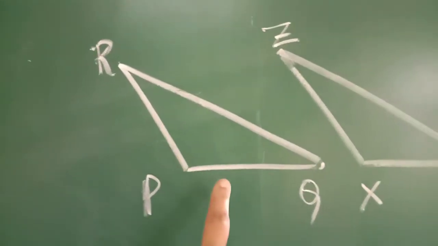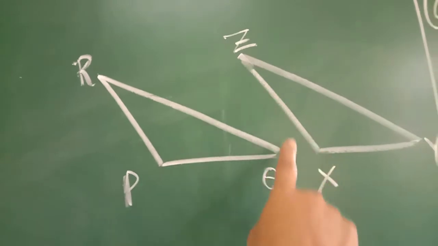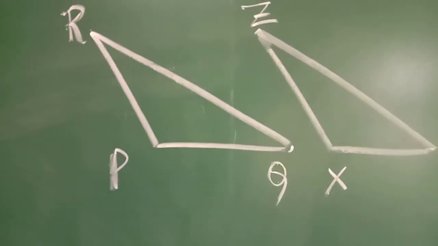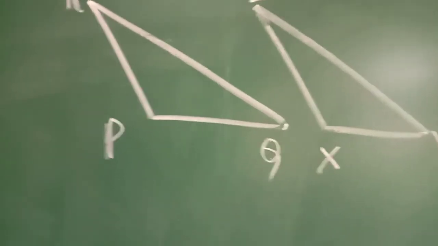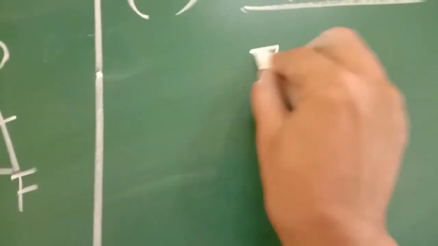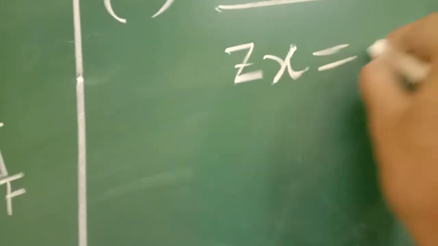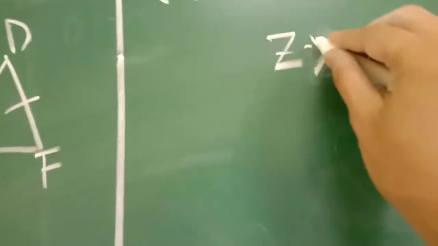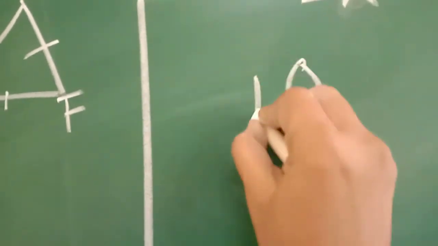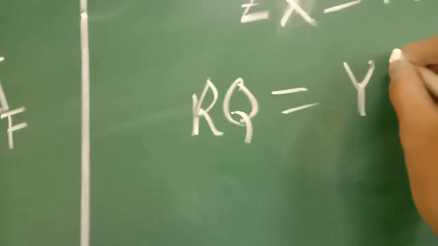The question is given. The drawing is also given here. RPQ is an obtuse angle triangle. Triangle RPQ and triangle ZXY. In these 2 triangles, ZX is equal to RP. Given ZX is equal to RP. RQ is equal to YZ.